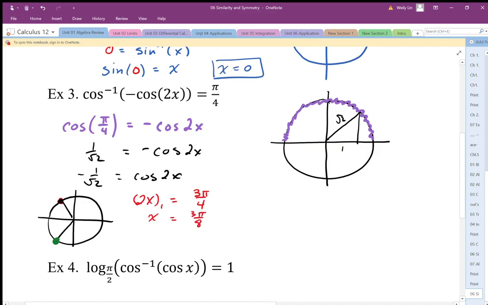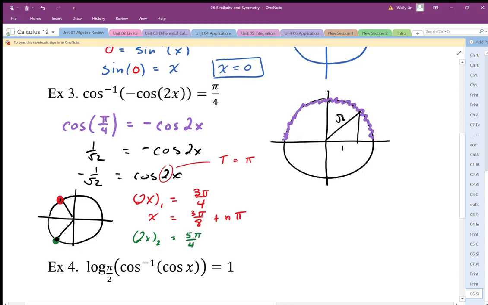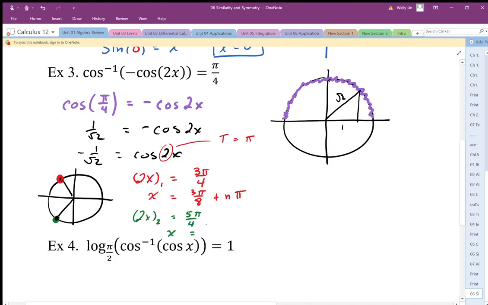Now we have to account for the period here. That period is going to make this period pi, so we're going to end up with repetitions every pi. And that is for this angle right there. For the other position, we'll call that θ2. That's going to be equal to, that looks like 5 pi over 4. Solve for x. X is equal to 5 pi over 8. And again, the repetitions are going to be in terms of pi, so there's my solution.